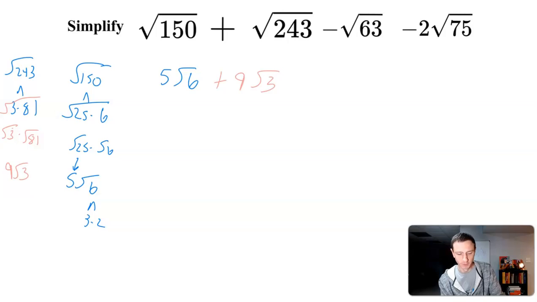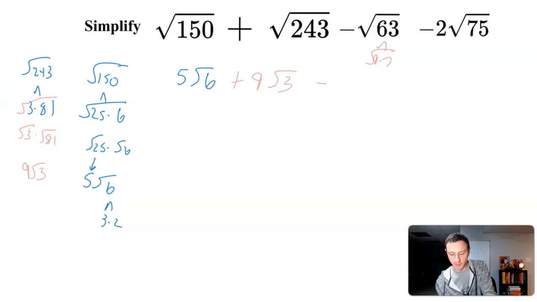So 243 was 9 root 3. 63, hopefully we don't have to go too far on this one. 63 is 9 times 7. So the square root of 9 is 3. Square root of 7 I can't do, so I'm going to have this as minus 3 root 7.